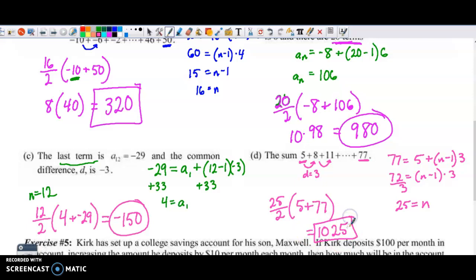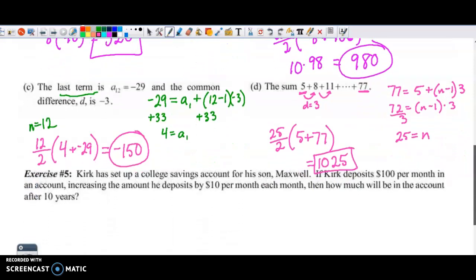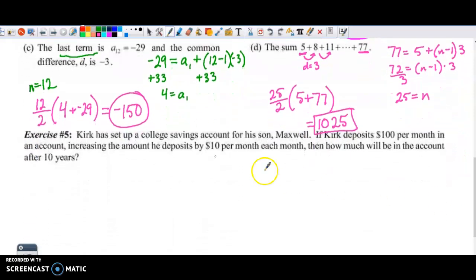Okay. The math does get kind of complicated, so I'm okay doing that. So in exercise 5, really the same type of problem. This individual puts in $100 per month into an account, and he keeps depositing $10 more each month, and how much will be in the account after 10 years. Just think about if we're doing 10 years and there's 12 months per year, that really there's 120 payments. So that's your n value.